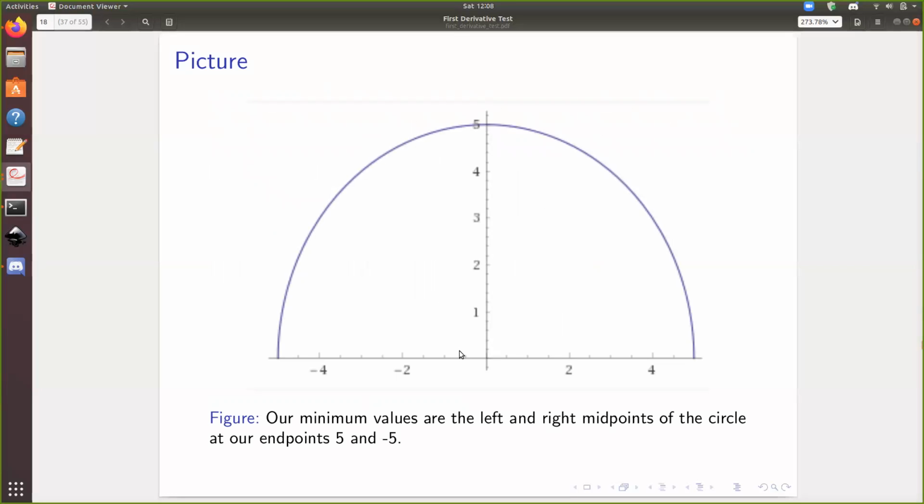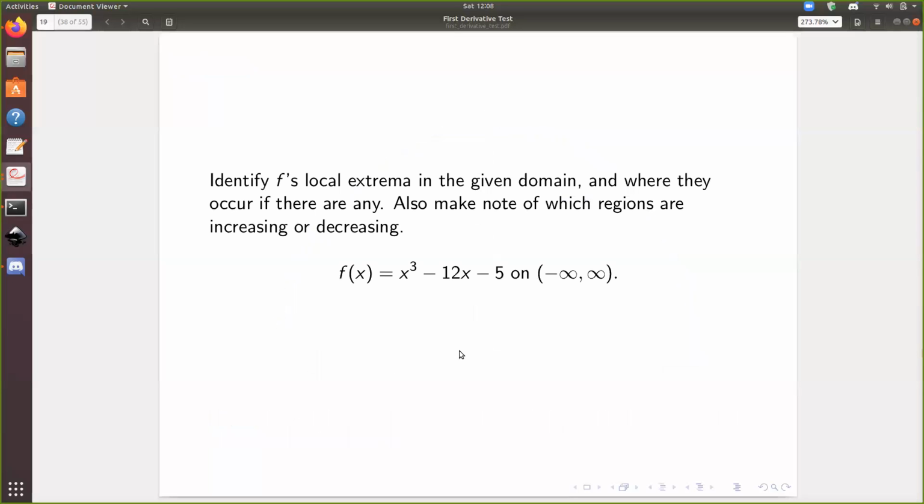Here's our picture. So one last thing to worry about is our mins. So we'll test the endpoints, and when you plug them into the original function, you'll get that they're both 0. And indeed, here are our global minimums at -5 and 5, which are the midpoints of what would be the total circle. Okay, so let's do another problem.